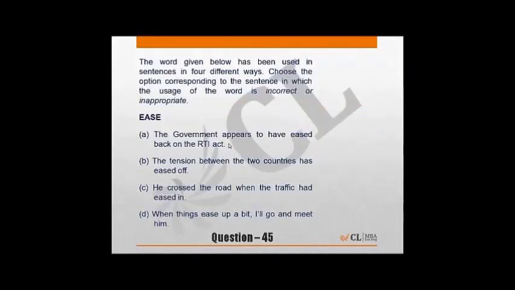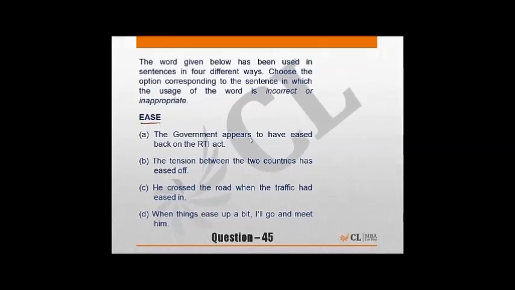Question 45. These are the questions which are most difficult, and these are the questions which, if you are not sure, you should be leaving. You should not be answering the question until you are 100% sure of the answer. Let's quickly go through the question word and the statements.